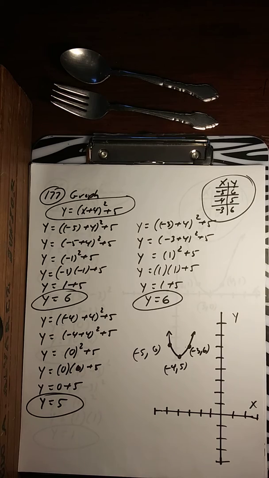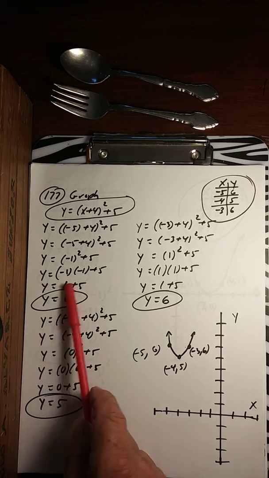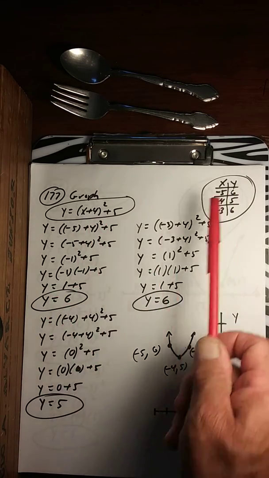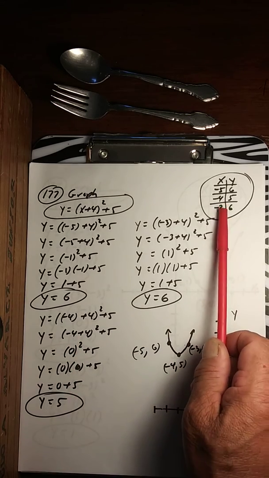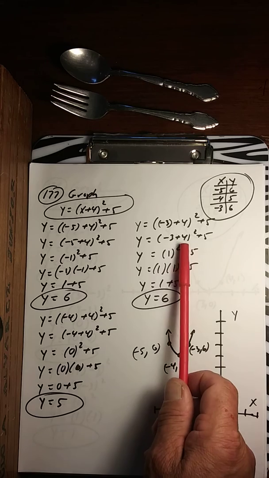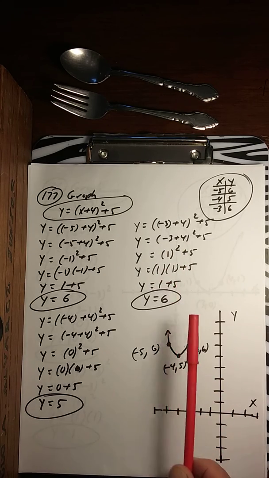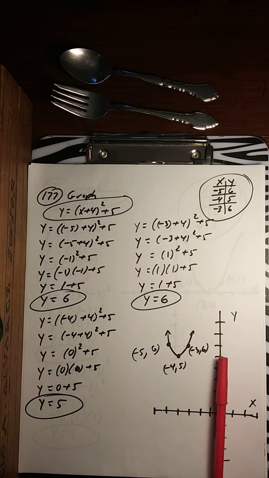This one, put some numbers in there. Put negative 5 in there. It's going to give you negative 1. Negative 1 squared is 1. 1 plus 5 is 6. Put a negative 4 in there. Negative 4 plus 4 is 0. 0 squared is that. 0 plus 5 is 5. And put a negative 3 in there. You're going to have negative 3 plus 4, it's going to be 1. 1 times 1 is 1. And you're going to have 1 and 5 is 6. So we have negative 5 and 6. Negative 4 and 5. And negative 3 and 6.